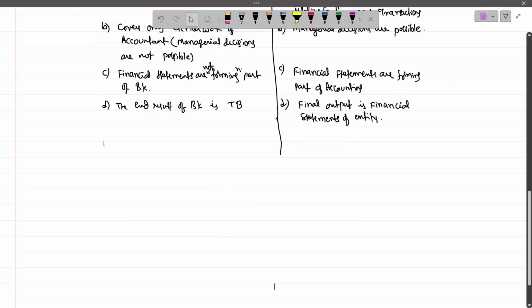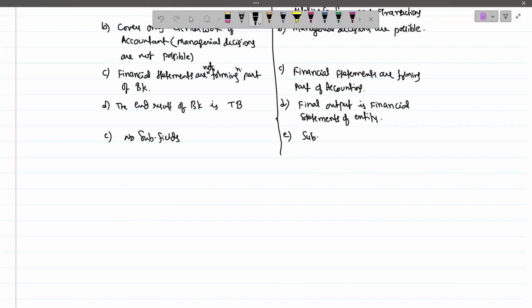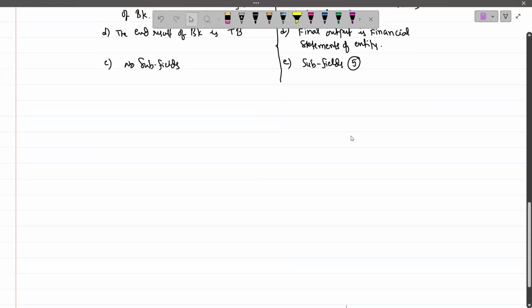And you may write some more differences. For example, in case of bookkeeping, there are no subfields. In case of accounting, we have subfields. Five subfields are there, as we discussed: financial accounting, cost accounting, management accounting, human resource accounting, and social responsibility accounting. All are covered under the accounting subfields.